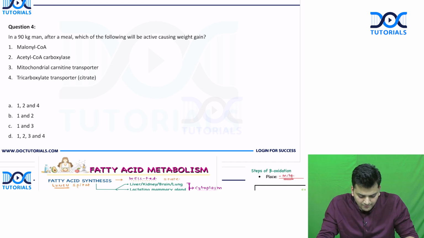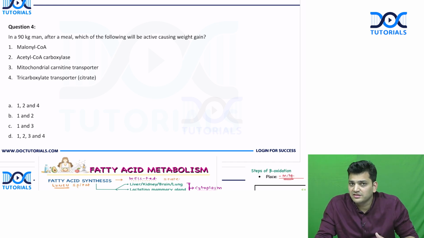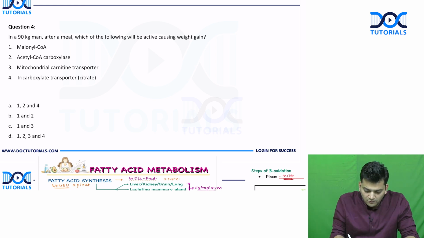A 90 kilogram male after a meal, which of the following will be actively causing him weight gain? Now, after a heavy meal, what are we going to have? Tell me, will you make the fat or burn the fat after the meal? After a meal, definitely we will make the fat, right? We will have fatty acid synthesis. We do the burning of fat, that is beta oxidation, during the time of fasting. During starvation, we burn the fat. But during the heavy meal, we are going to make the fat. So what they're asking is, what will be actively causing the weight gain?